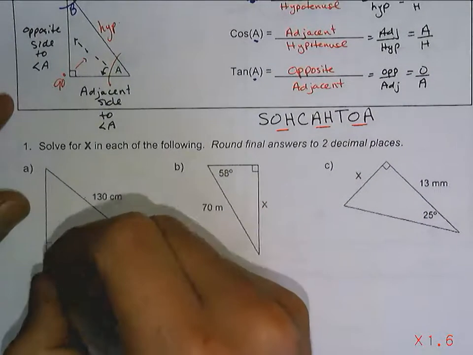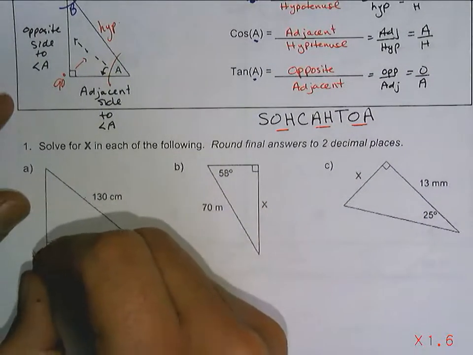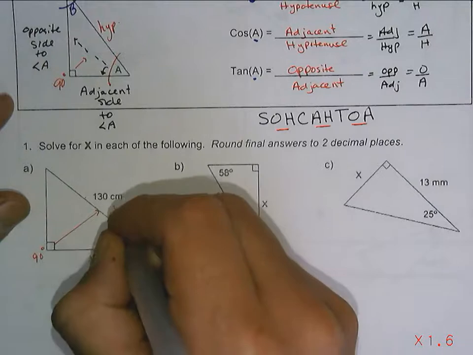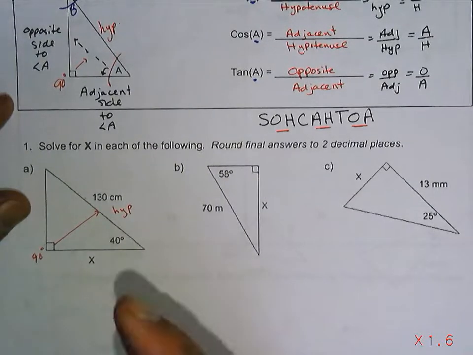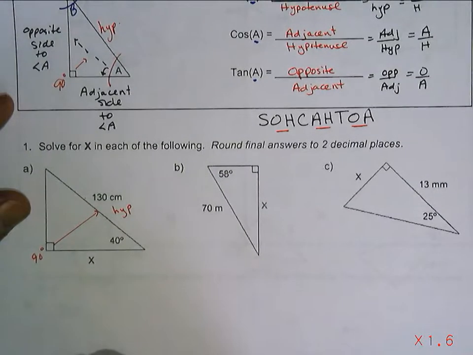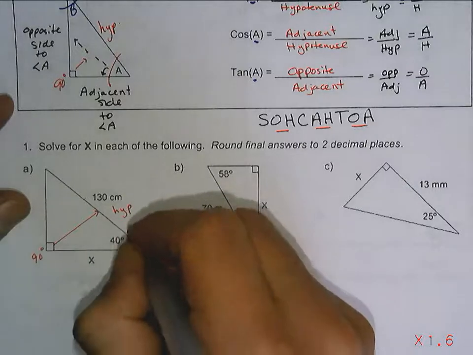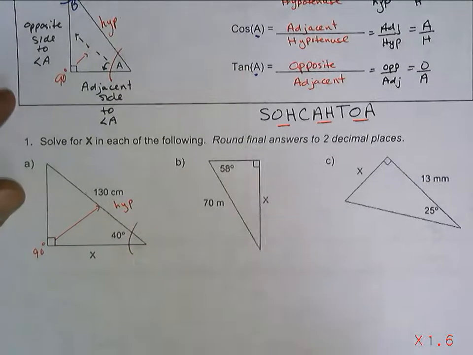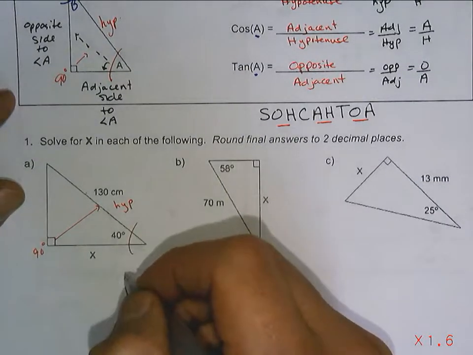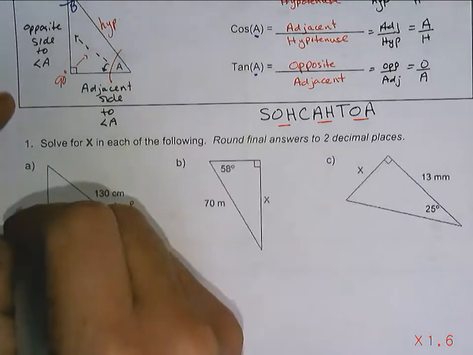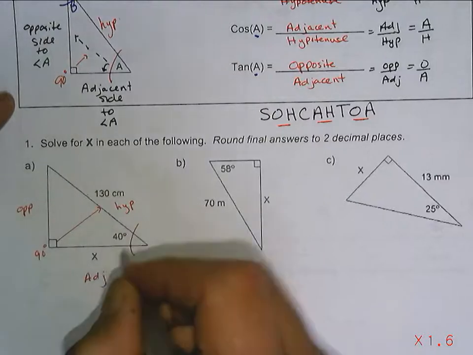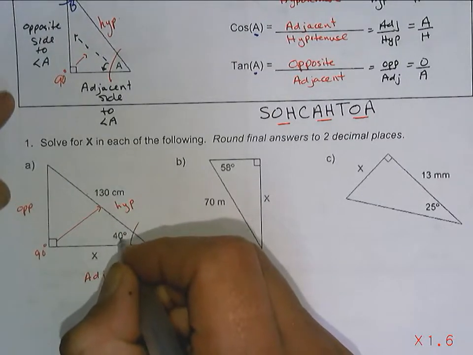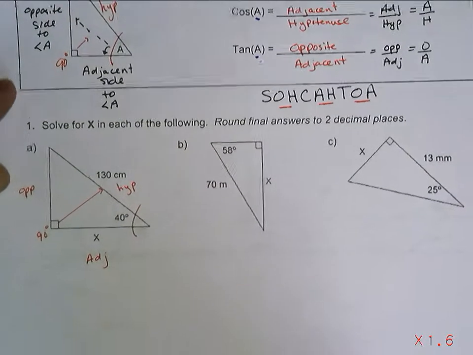First of all, find the 90 degrees. From the 90 degrees, determine your hypotenuse side. That's the first thing. Step 1, do that. Do that for all your questions. Step 2, figuring out which angle you're referencing. We're referencing the 40 degrees. So from the 40 degrees, this would be the opposite side. This is the adjacent side because it's the side that's beside the 40 degrees, but it's not the hypotenuse.